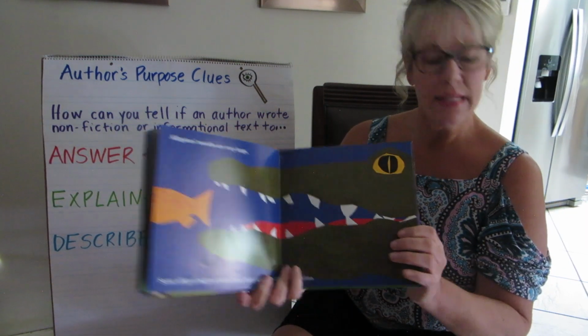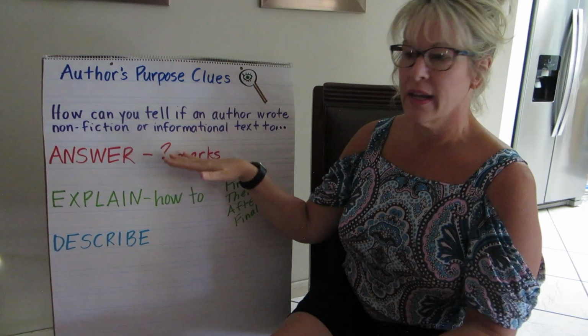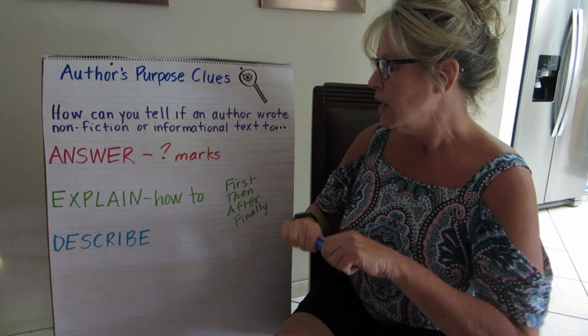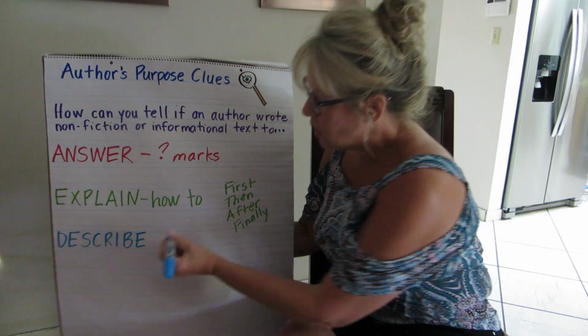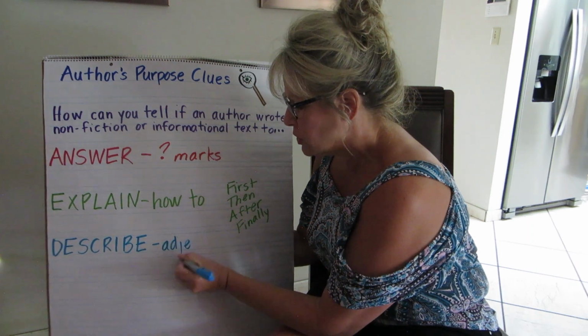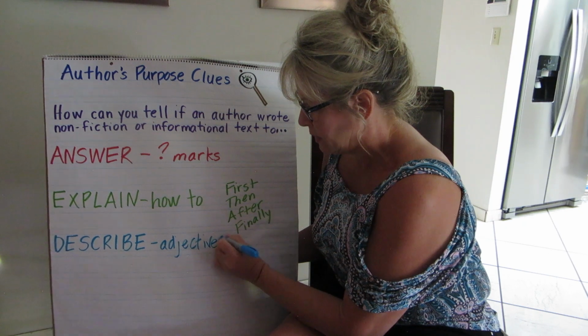So many times, if you cannot find the purpose of the author answering a question or explaining how to do something or steps or order, the description, you're going to be looking for all kinds of adjectives. And those adjectives paint a picture in your head, kind of like how imagery did in poetry.